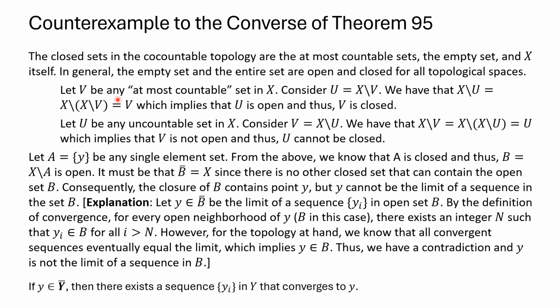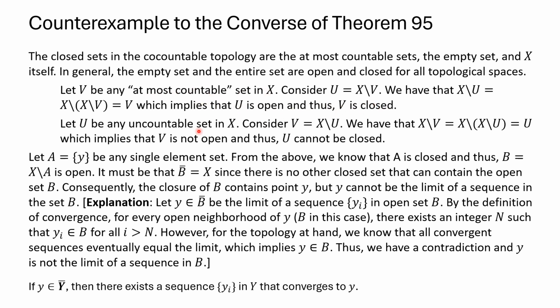So let V be any at most countable set in X. We let U equal the complement of V. Then the complement of U is the complement of V, which is V, which implies U is open, since by definition any set whose complement is at most countable is open. And then by the definition of open and closed in a topological space, V is closed since it's the complement of U. So any at most countable set in X is closed.